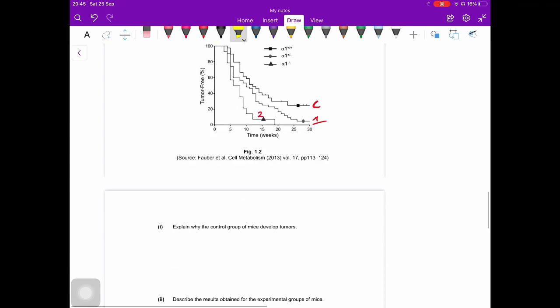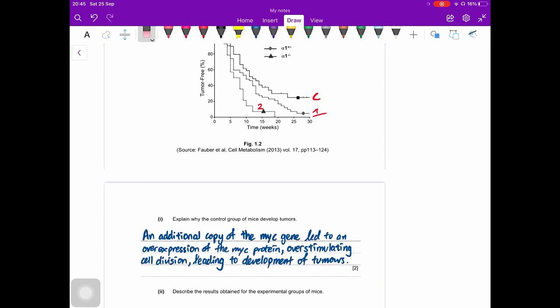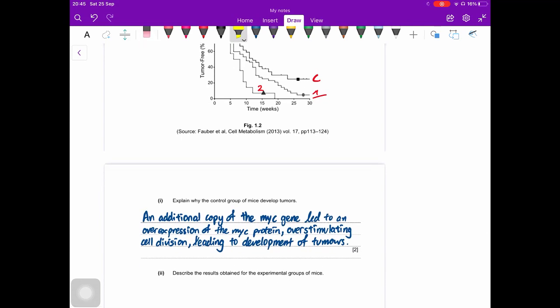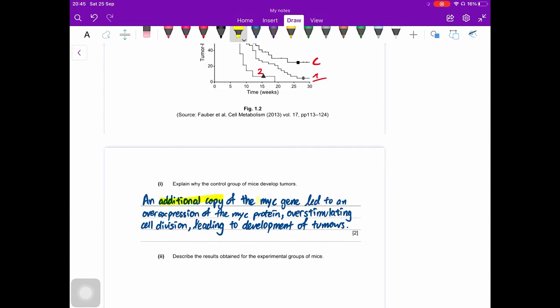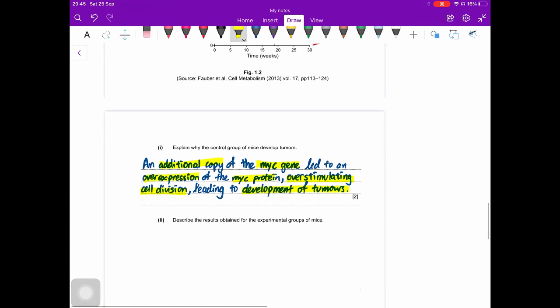Okay, so first question, explain why the control group of mice develop tumors. It's very simple because, as the question stated, they have an additional copy of your MIC gene. And because the question also stated that MIC genes lead to the expression of your MIC protein, and the MIC protein stimulates your cell division. Because there is an additional copy of your MIC gene, there is overexpression of your MIC protein, and hence it overstimulates cell division. And because of that, there is now the development of tumors.